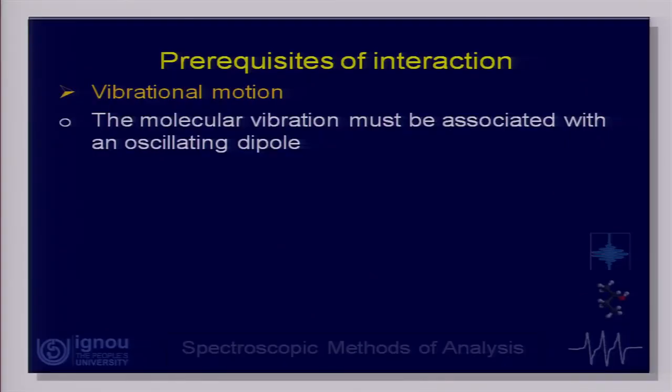So, we find that the prerequisite here is that the rotational motion of the molecule must be accompanied by some kind of an oscillatory dipole moment change. That is a prerequisite for the rotational spectrum to be observed. Let us take one more example. If I look at vibrational motion, the prerequisite here is that the molecular vibration must be associated with an oscillatory dipole, a similar condition.